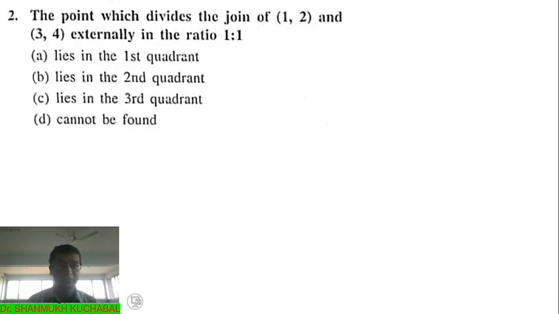We'll move to the next example. The point which divides the join of (1, 2) and (3, 4) externally in the ratio 1:1 lies in the first quadrant, lies in the second quadrant, lies in the third quadrant, or cannot be found. So here the ratio is 1:1, and external division in the ratio 1:1 is not defined. Therefore the right option is D, cannot be found.